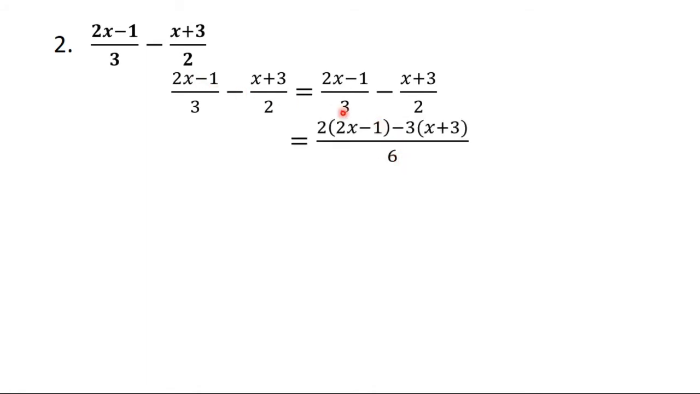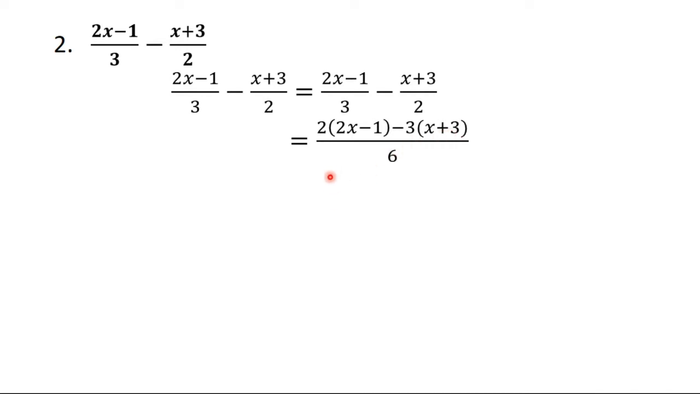Now you go again. 6 divided by 3 will give us 2. So 6 divided by 3 giving us 2. You multiply the results with the numerator. The numerator is 2x minus 1. Once again, you put it in brackets since you have two terms here. Then we already have the negative sign here, so the negative sign must come. 6 divided by 2 will give us 3. You multiply that with the numerator here, which is x plus 3.